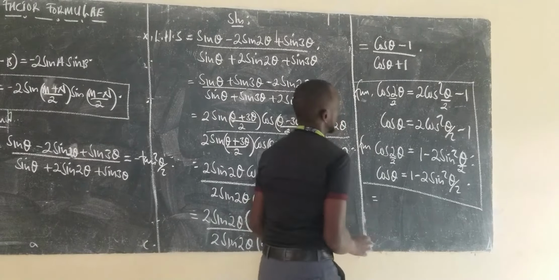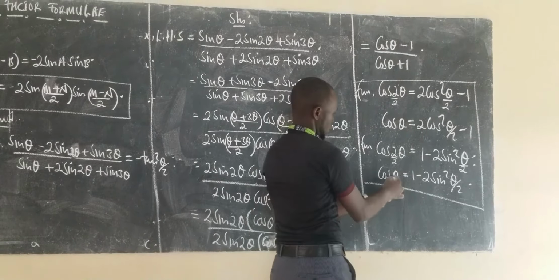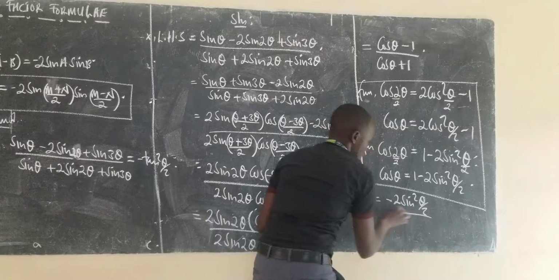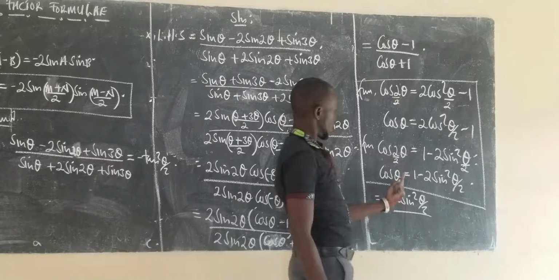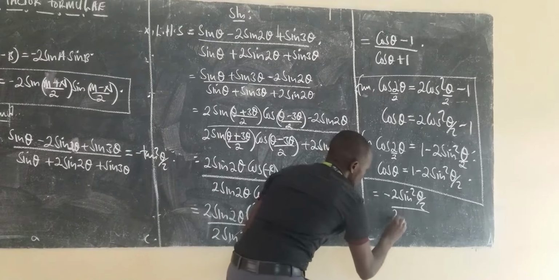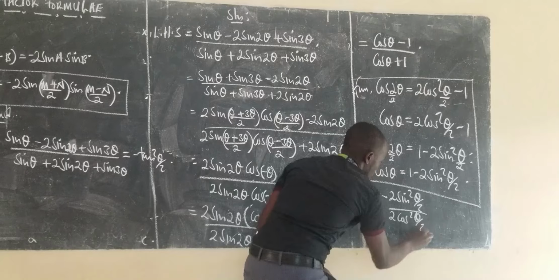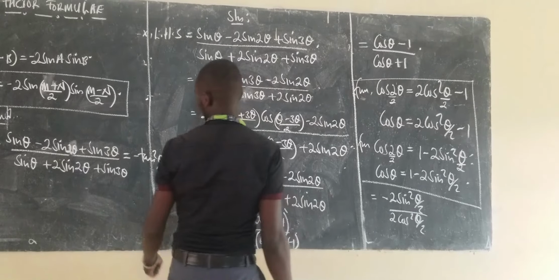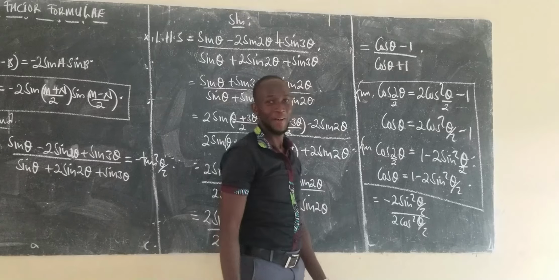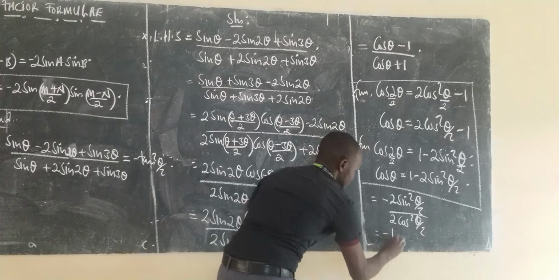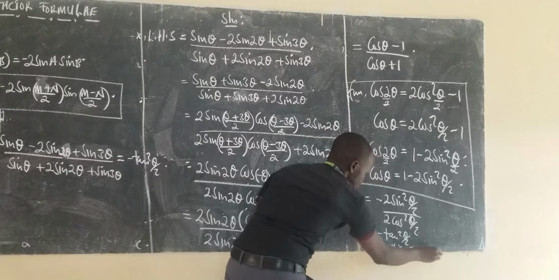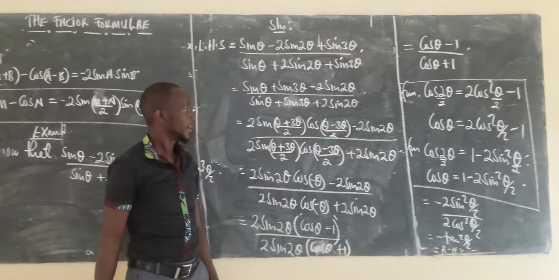So we shall have, instead of cos theta minus 1, we shall put negative 2 sine squared theta over 2 out of, instead of cos theta plus 1, we shall put 2 cos squared theta over 2. So the 2 will cancel out. Remember, we are proving this. After 2 cancelling out, remain with a negative. Sine divided by a cos, we get a tan. So we shall have negative tan squared theta over 2, which is equal to the right hand side. And that one becomes your answer.